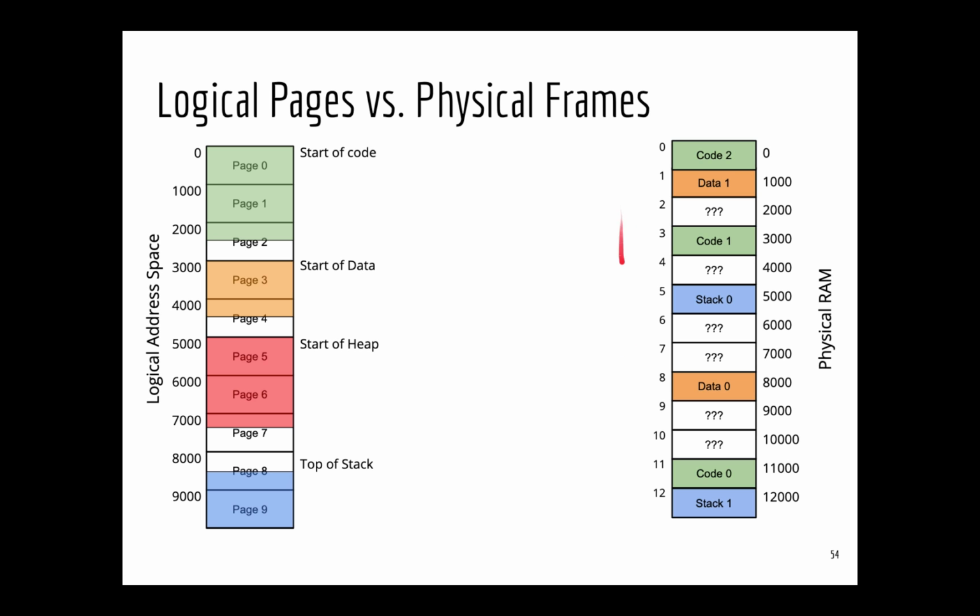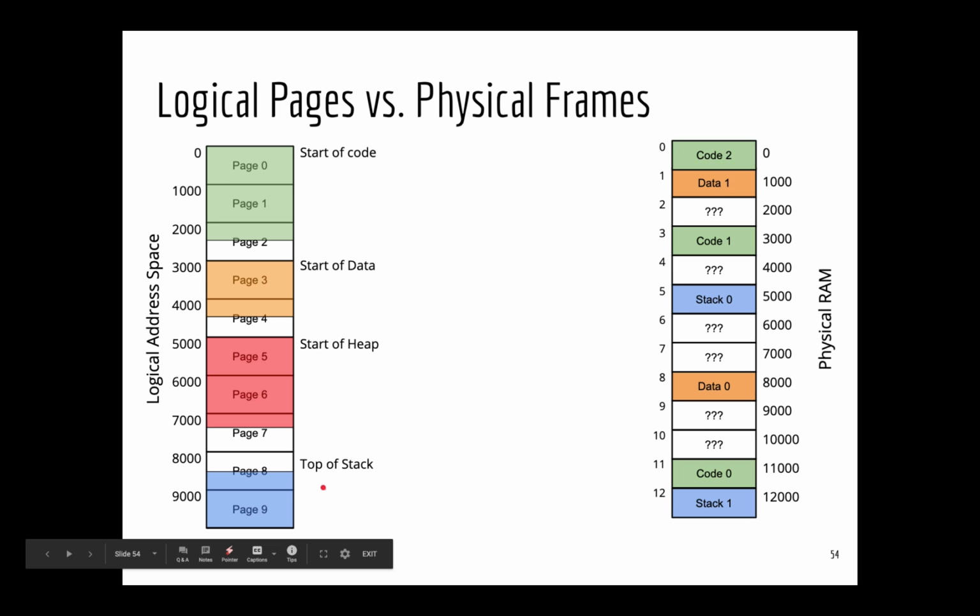So in the RAM, it is possible that the 3 pages of code are not stored contiguously. The first page of code is at address 11,000, the second page of code is at address 3000, and the third page of code is at address 0. So the code sections itself are not contiguous. Same thing for the data. Data is not contiguous, and the heap and the stack. By the way, to remove clutter, I don't include the heap in my layout.